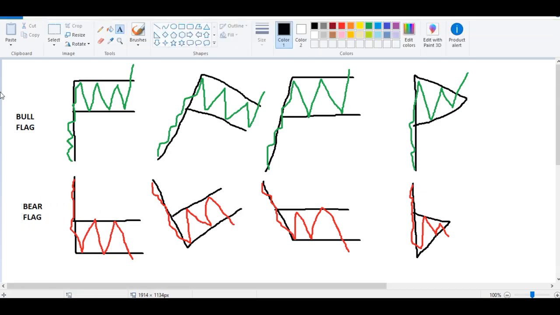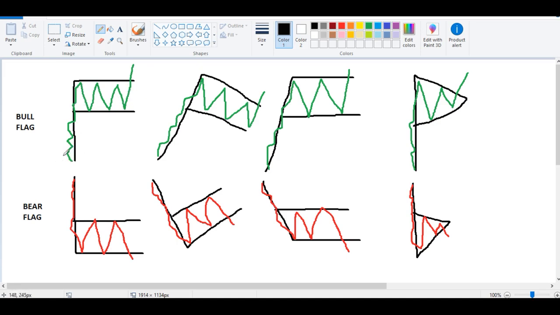A bull flag is a bullish trend continuation pattern. As you can see here, price moves up in an impulsive manner. We're not getting sideways and then up, sideways and then up. This is a one-sided up move, followed by a consolidation, or a sideways movement. If you can see this pattern, it clearly looks like a flag and pole pattern.